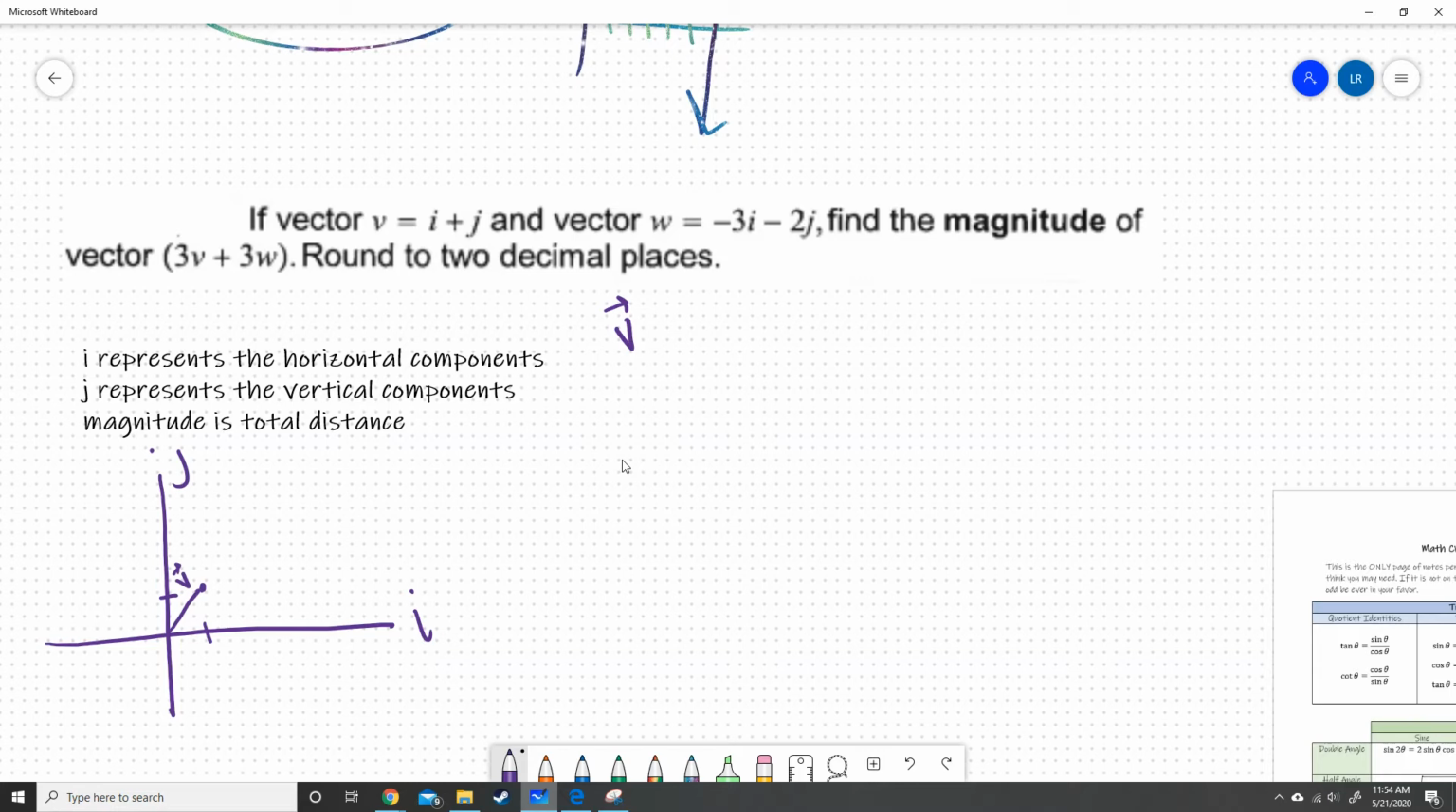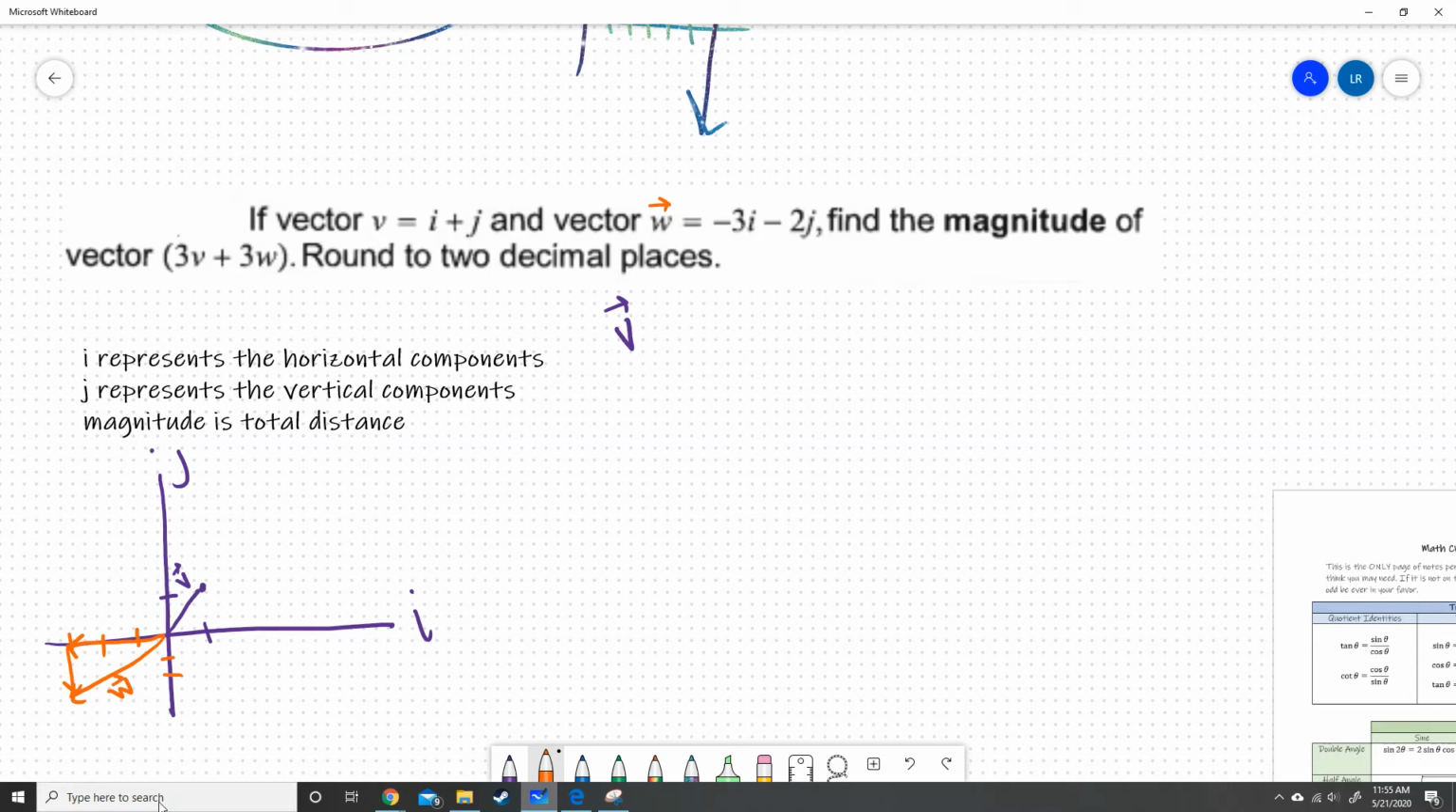Okay. Vector W, again, we'd write that with a vector symbol, would be 3 in the negative horizontal direction. So we've got this piece of the vector. And then the J component would be -2, so it would be down like that. And the actual vector in question would be here. This would be our vector W. So that's a little bit about vectors.